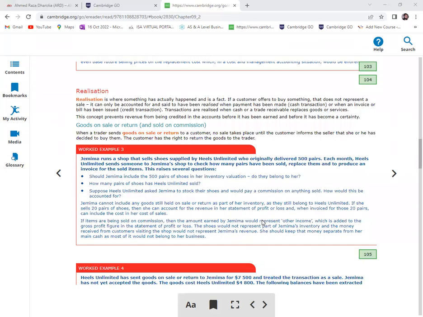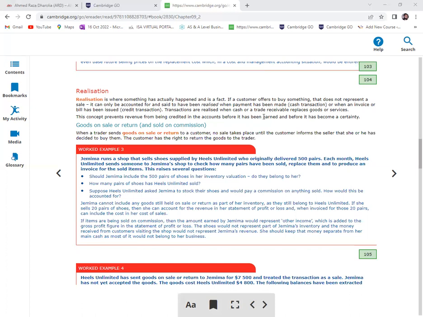The next concept is realization. Realization means accounting is based on realities. If something is not real, we will not take it into accounts. For example, if I tell someone, okay, I am selling you goods, but these are my goods and I will take them back from you after some time.